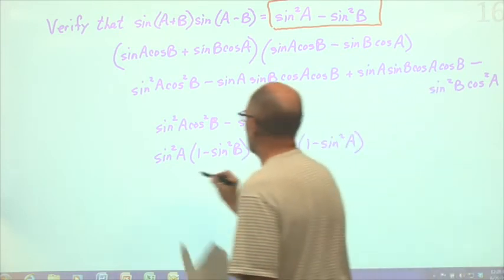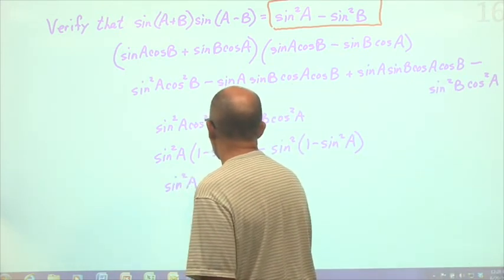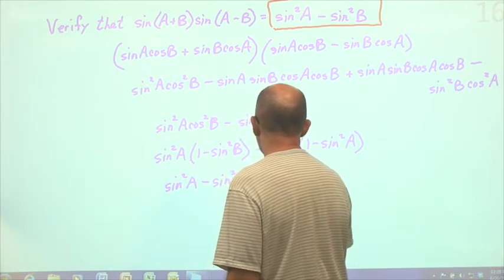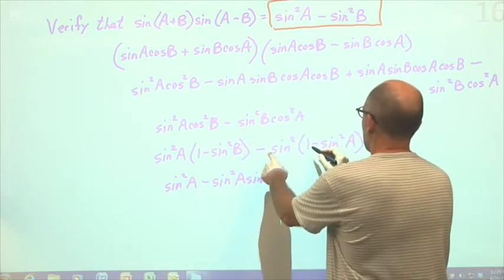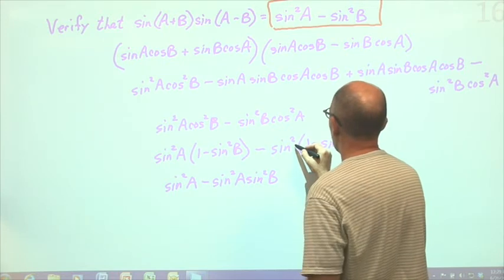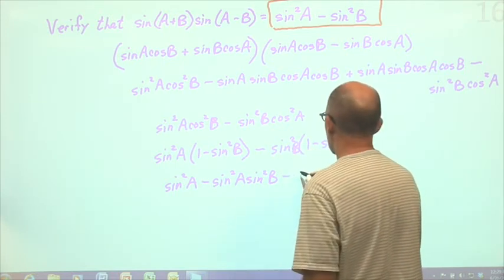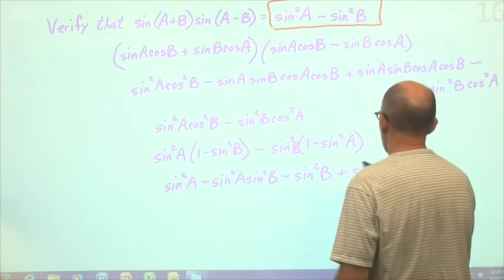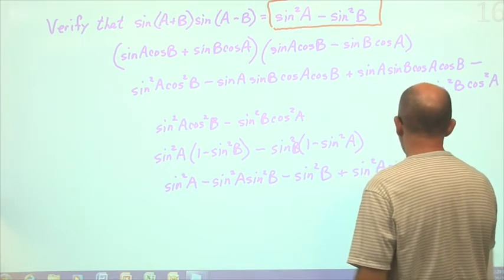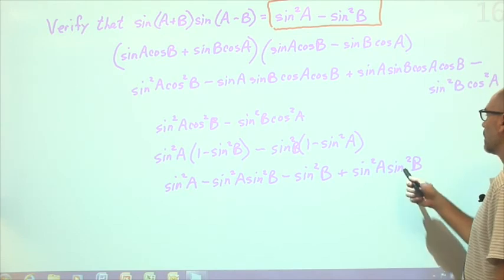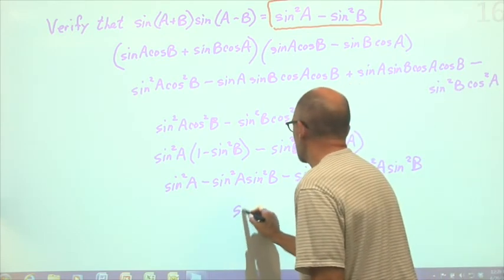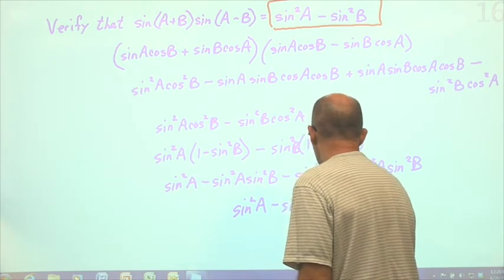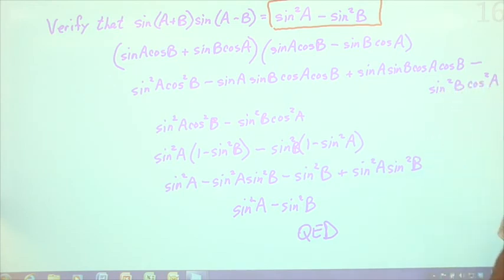Now all I do is distribute this, so I have sine squared A minus sine squared A sine squared B, then minus sine squared B, oh, I forgot to put a B here, minus sine squared B. Now minus times minus is plus sine squared A sine squared B. So notice we have a minus sine squared A sine squared B plus sine squared A sine squared B. So that means we end up with just sine squared A minus sine squared B. That's it. QED. Game over.